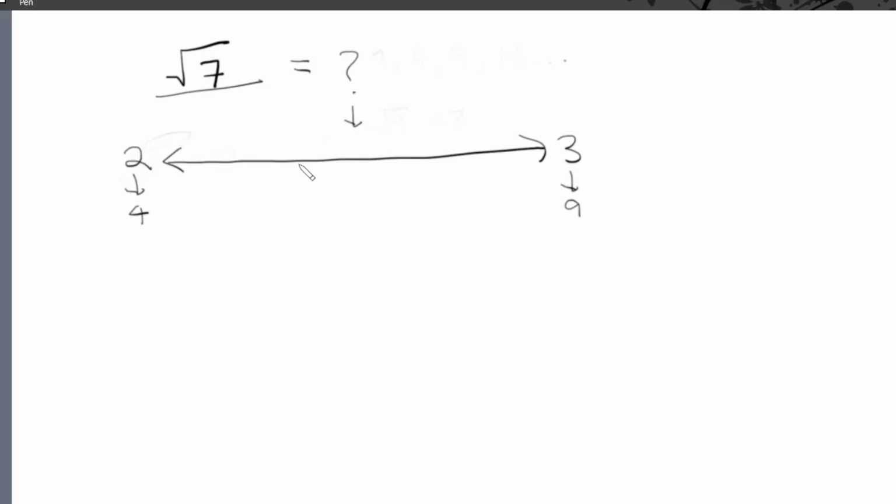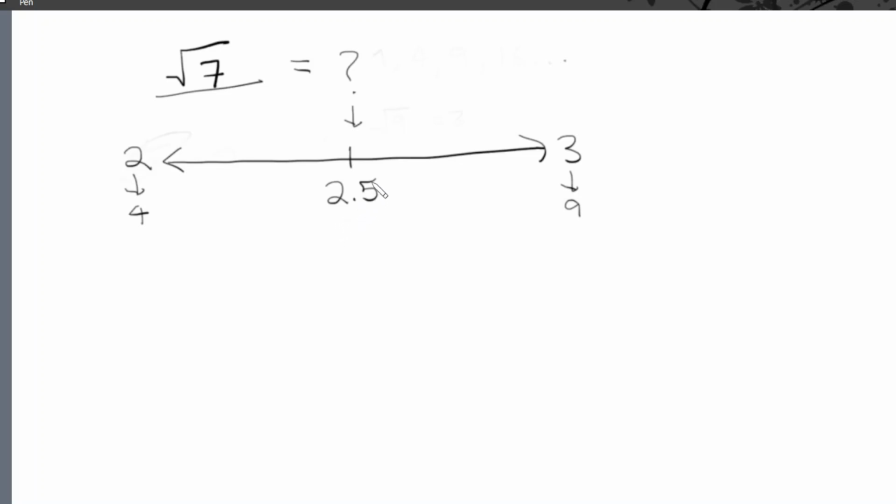So anyways, now that we have 2 and 3, what we want to do is write a number line like this. We know that because 2 squared is 4 and 3 squared is 9, the square root of 7 has to be somewhere between 2 and 3, which is obvious. And so first we're going to take the average of 2 and 3, which is obviously going to be 2.5, which is not the square root of 7, but you'll see why we're using 2.5.